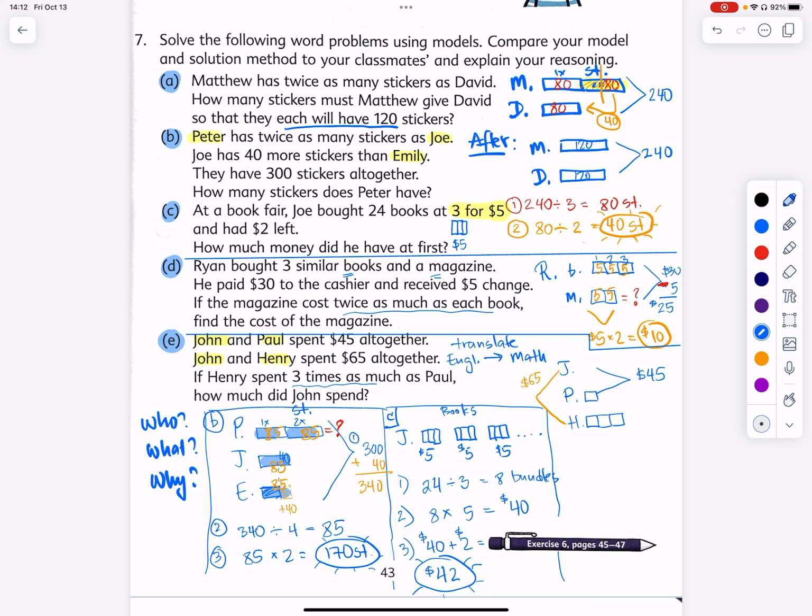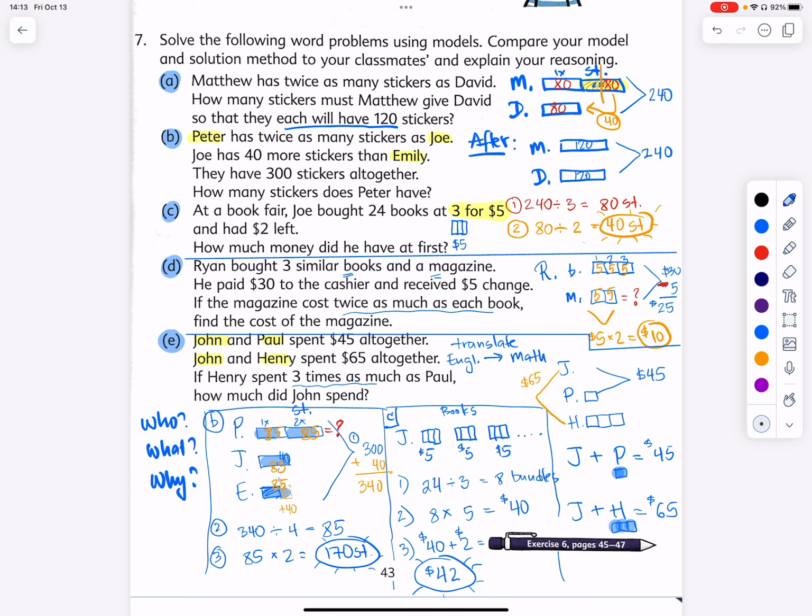Let's go. We have space right here on the side. Let's write it down. John and Paul spent $45. John and Henry spent $65. Now, we know that Paul spent 1 time and Henry spent 1 time, 2 times, 3 times. Okay? Henry spent 3 times as many. So that's Paul 1 time, 2 times, 3 times.